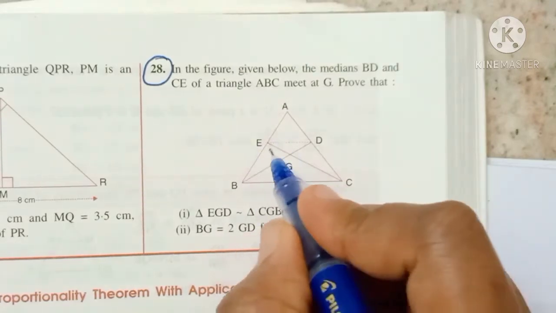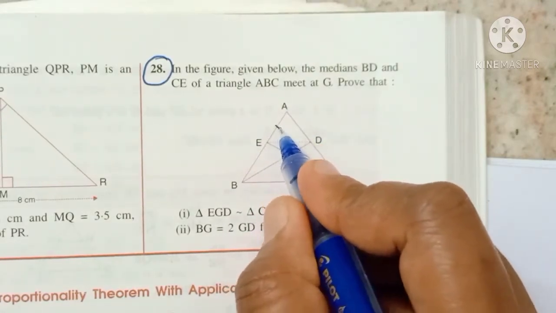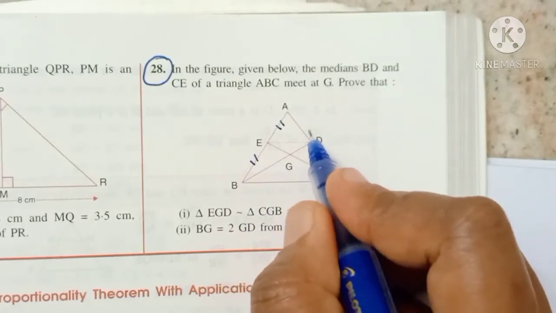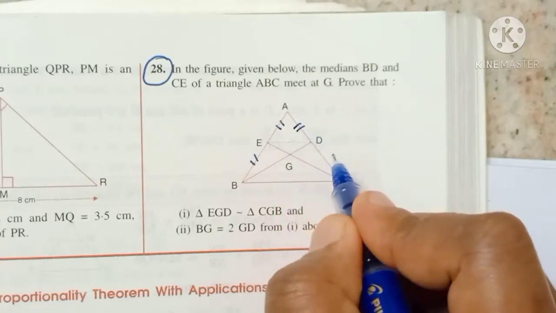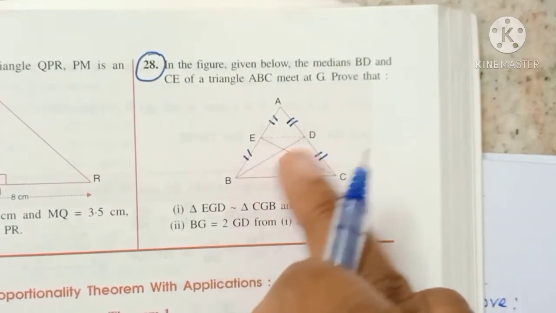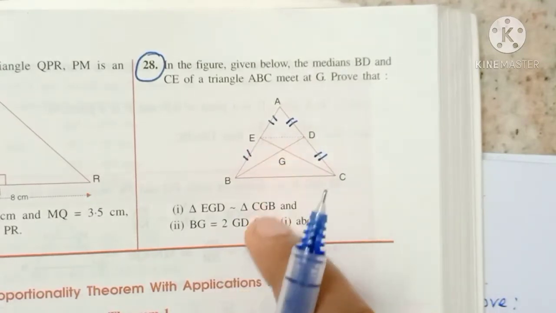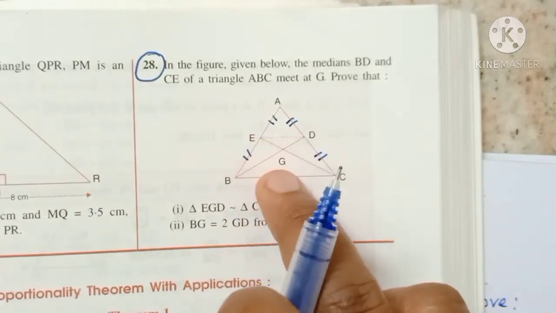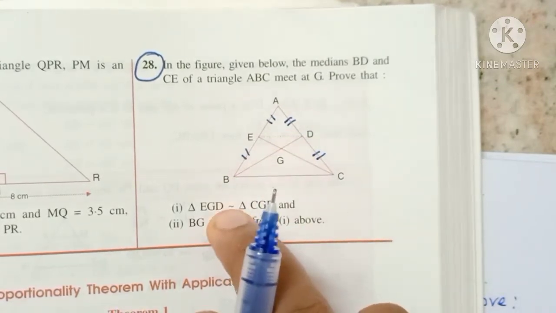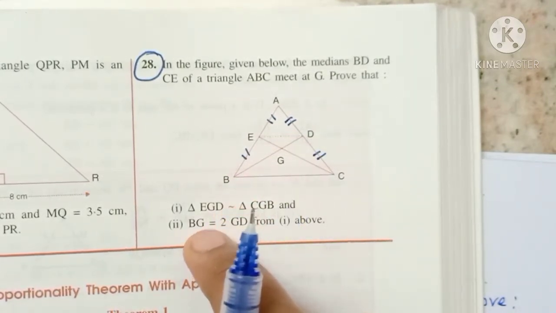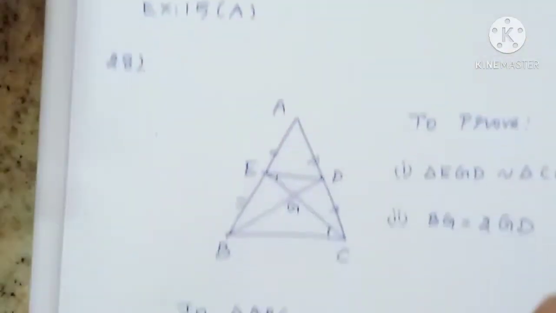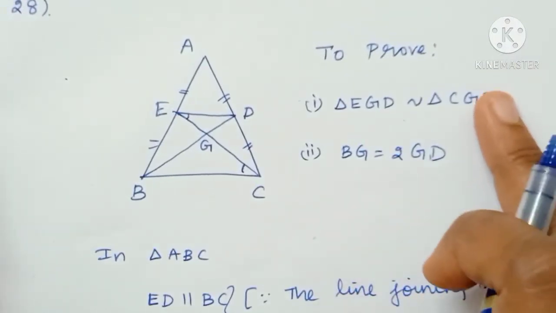So obviously this E is the midpoint of AB, so these two things are equal. The same way, BD median means D is the midpoint of AC, so these two things are equal. We have to prove that these two medians intersect at G. So we have to prove that triangles EGD and CGB are similar. Then using this concept we have to prove BG equal to 2GD. So we have to prove these two things.